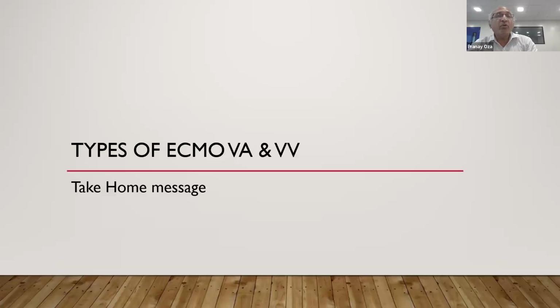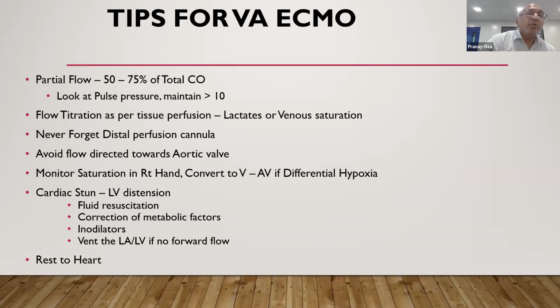Okay. Then there's a talk on types of ECMO: VA, VV, and hybrid ECMO. The important tips for VA ECMO: it is basically a partial flow. Always maintain partial flow in VA ECMO. Never try to go on 100% or full flow on ECMO because, as I told you, VA ECMO is parallel to each other. So always try to maintain a partial flow. Maintain pulse pressure of more than 10 so that cardiac stunning chances are less. Always titrate the flow depending upon the tissue perfusion and not on the mean arterial pressure. Always look at the tissue perfusion.